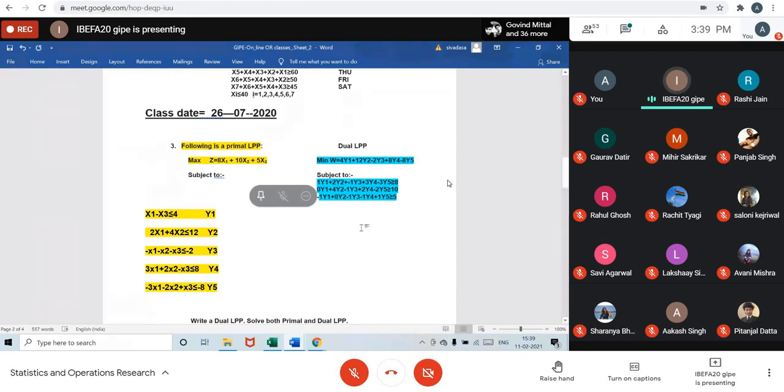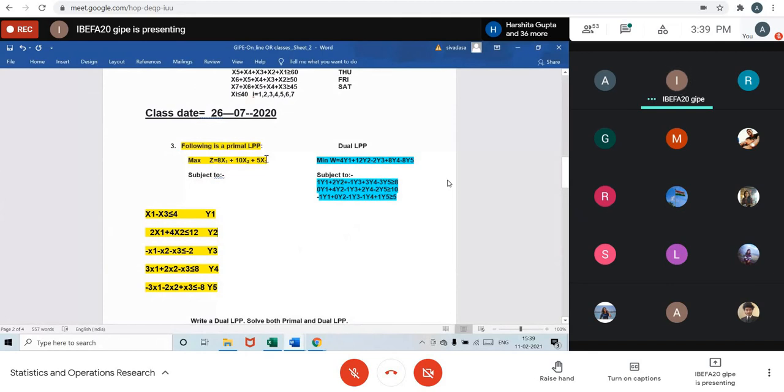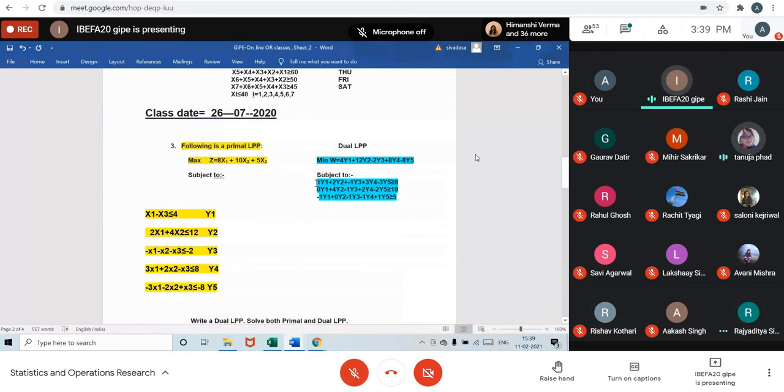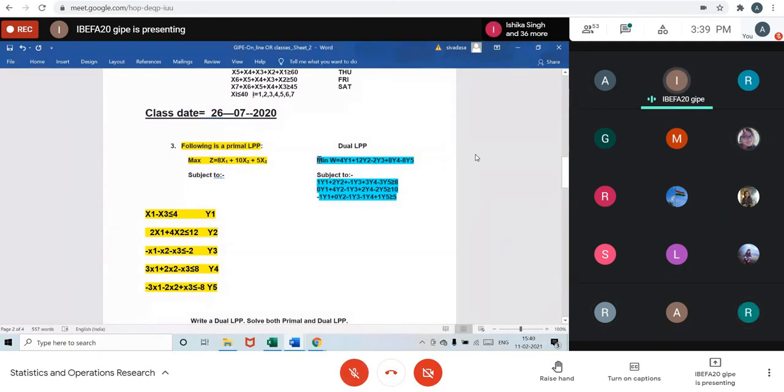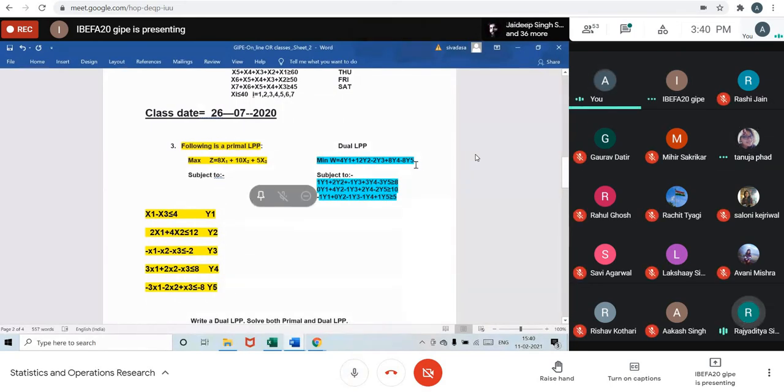Look on the screen: how many variables in primal? 5. How many constraints in primal? 3. How many constraints in dual? 3. How many variables in dual? 5. So 5. How many constraints in primal? 5. That is the logic.